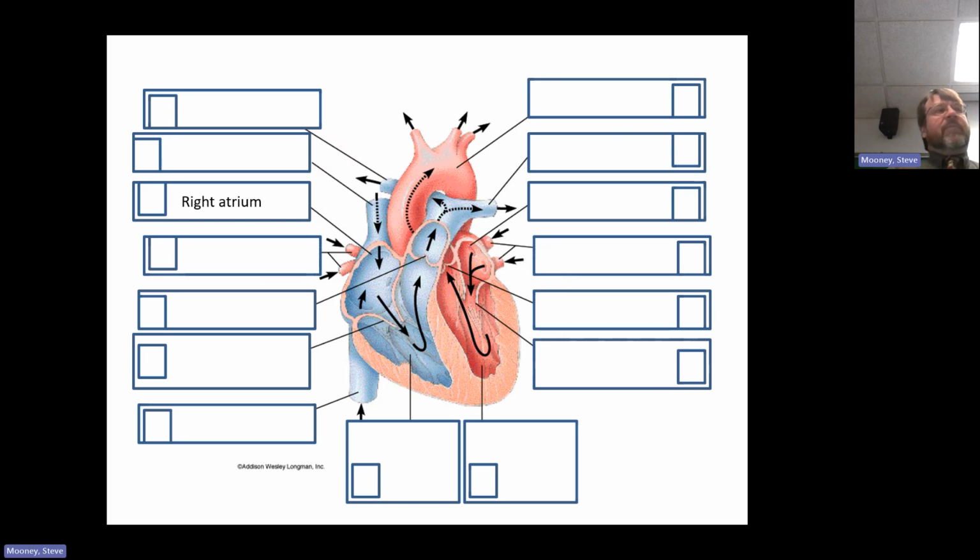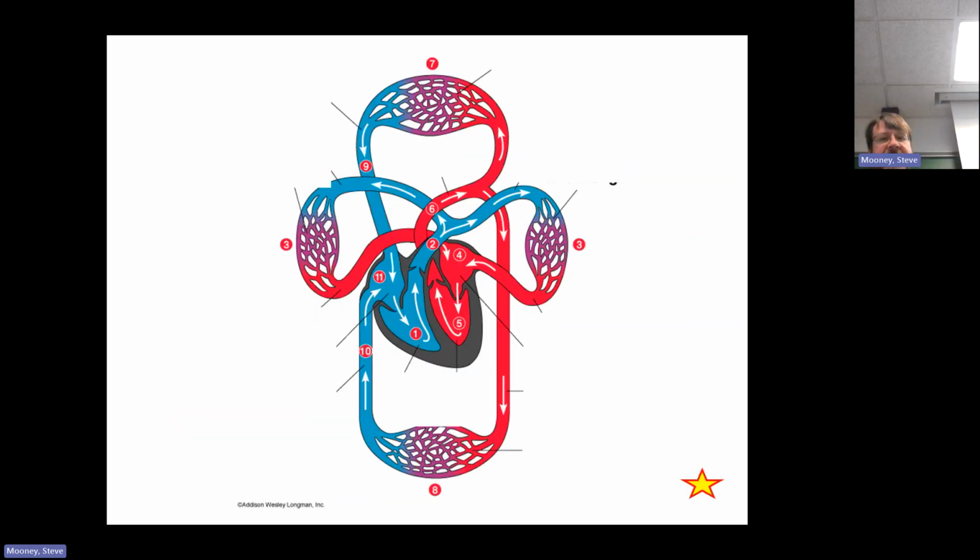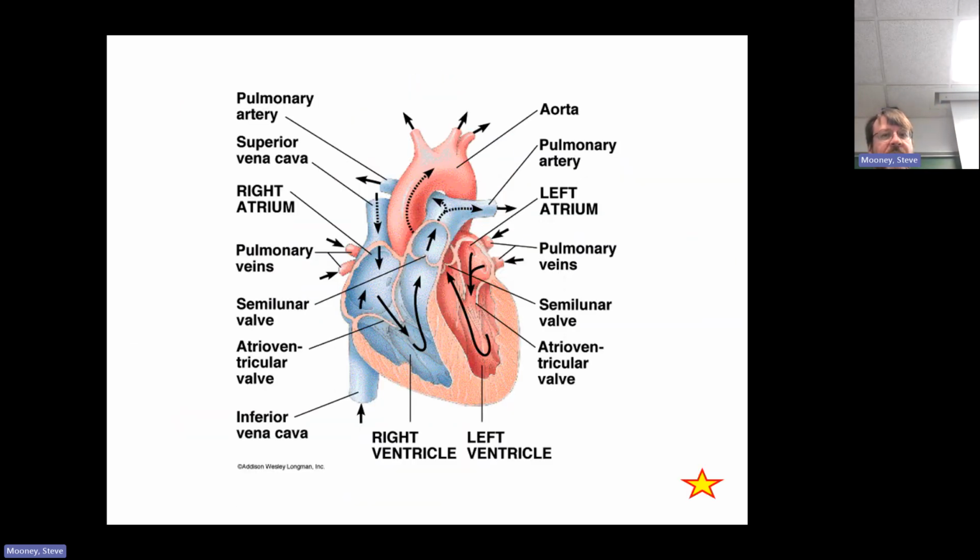So we've got some diagrams here you can practice on. If I spot you the right atrium right here, the blue there, you should be able to go through in the pattern, working your way through. In these squares here, you can say whether it's oxygenated or not oxygenated if you want to practice that way. So we also have another blank diagram here we'll go through. So this is that diagram here.